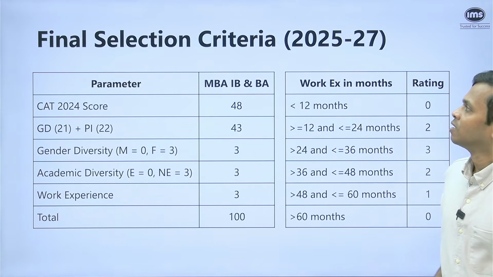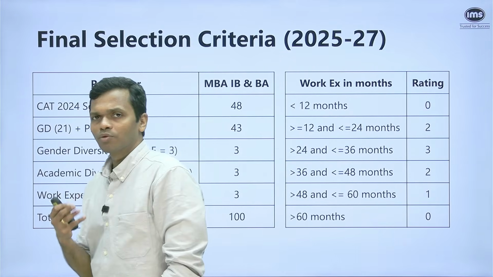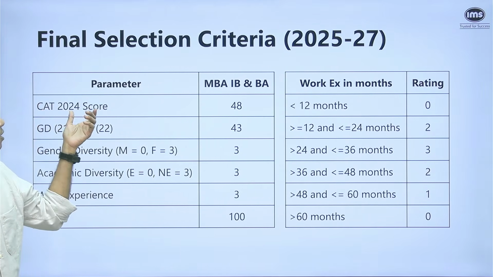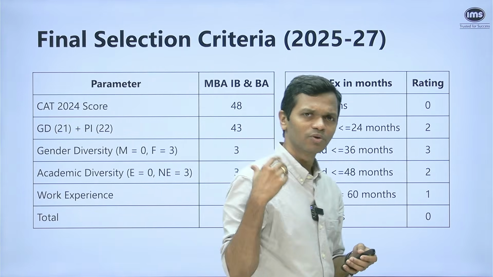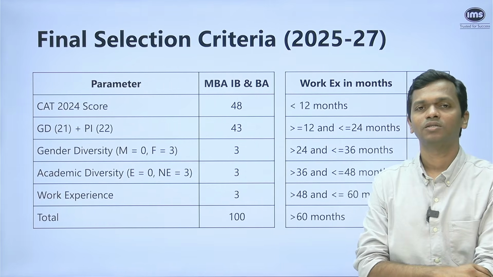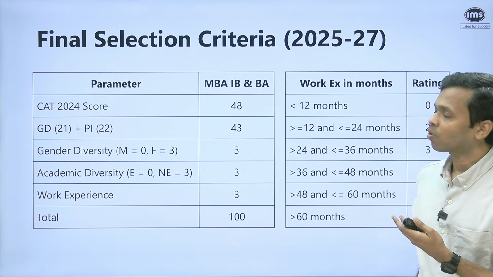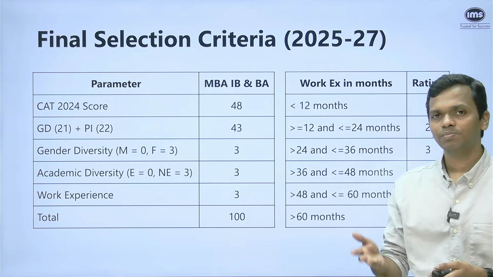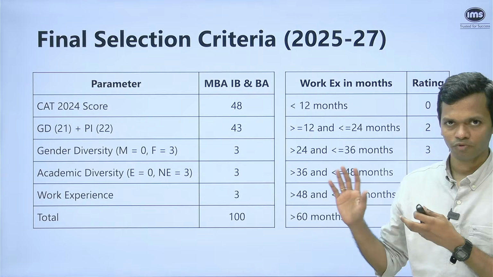Okay. Now let's talk about the final selection criteria. So when you look at what will happen post the shortlist, right? After the shortlist is announced, in the final selection, your CAT 24 score will matter. This is CAT 24 because it's for the batch of 25-27. For the next year's batch, things could be slightly different. Again, they can always change the weightages. But what happened last year was the CAT score had 48% weight. GD plus PI combined, so 21 and 22 respectively, was 43% weight total for that.